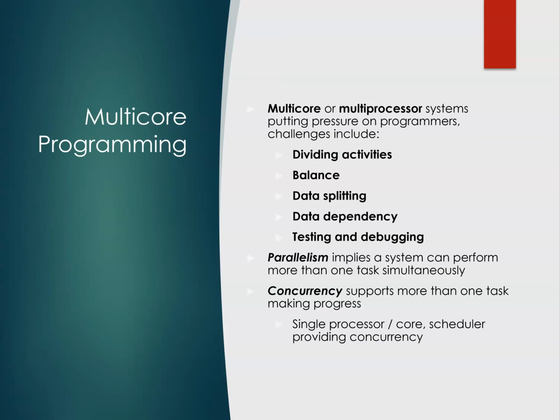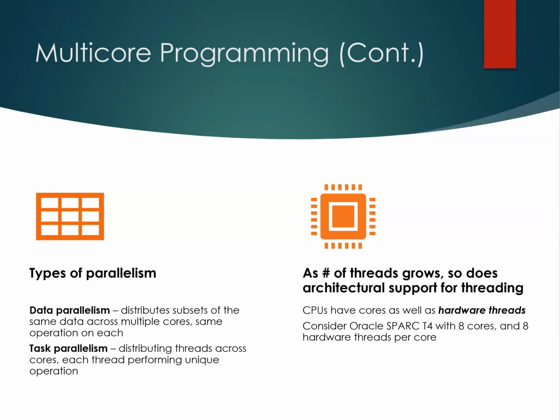So let's look at some of the comparisons. Multi-core or multi-processor systems put pressure on programmers, and the challenges include dividing activities, balancing them, data splitting, data dependency, testing, and debugging. Parallelism implies a system can perform more than one task at the same time. Concurrency supports more than one task making progress. And it can be done using a single processor or core, with scheduling used to provide concurrency.